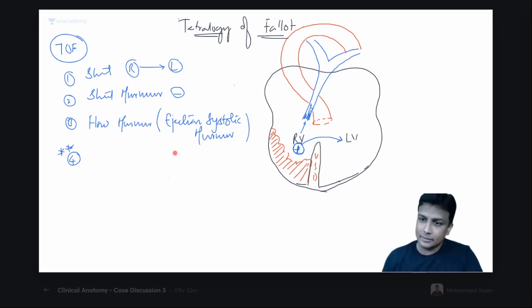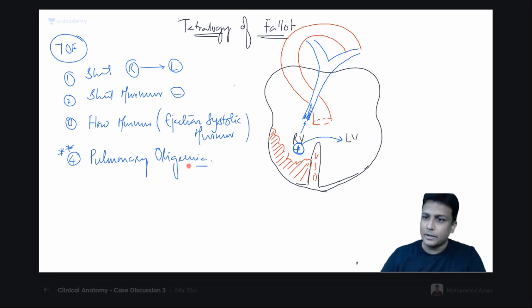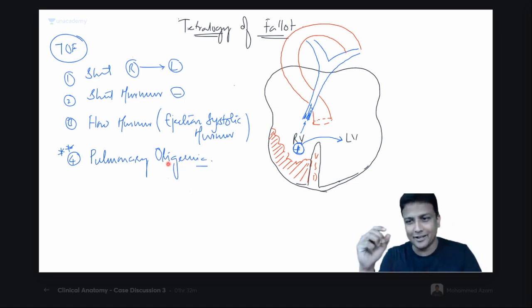And because a decreased amount of blood is going to the lungs, it is known as pulmonary oligemia. The word oligo comes up throughout your entire MBBS. Oligo means few, less, like mono, di, poly, where poly means many. Oligo means few, emia means blood. So less blood is going to the lungs, and that is even visible on the chest X-ray. Your lungs will appear darker, more black, because of pulmonary oligemia.